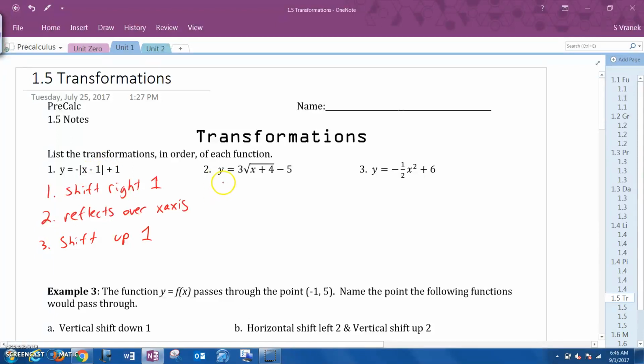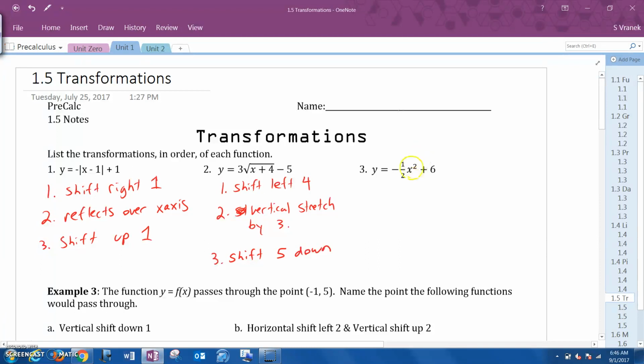Alright, so let's do that again. Let's start inside. So we look first with stuff with the x, and there's a +4, but we take the opposite, so we're going to shift left 4. Then you work from left to right on the outside of the function. We have a stretch, and I should say vertical stretch, by a factor of 3, which means you multiply the y values by 3. And then finally, we have a shift down 5. I don't know why I said it that way.